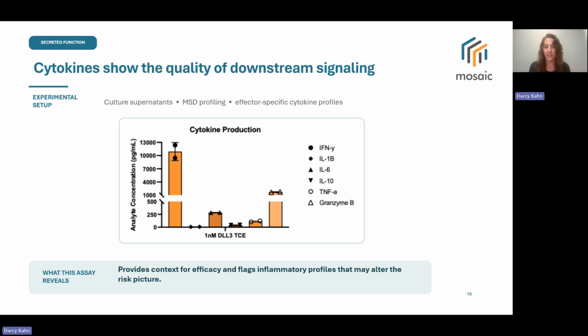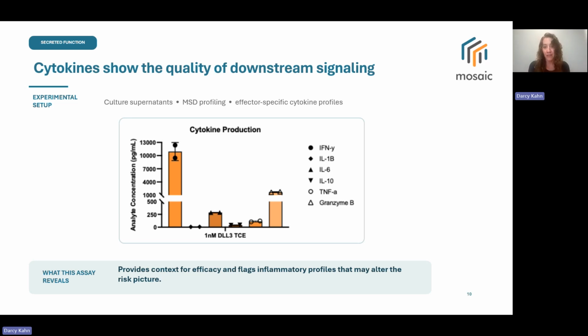So what we can see in the data is that our benchmark drives what I'd call an effector skewed profile. So we have high interferon gamma, high granzyme B, moderate TNF alpha, and importantly, limited IL-1 beta, IL-6, and IL-10. So this is exactly the kind of thing that we would expect to see from something that was driving an effector function. And why does this effector kind of profile matter?